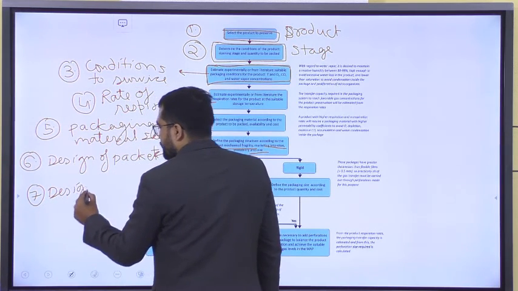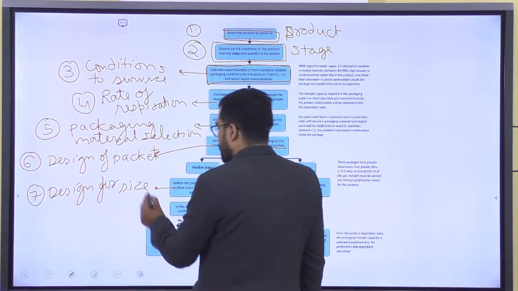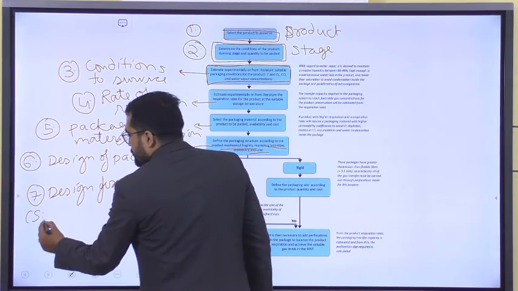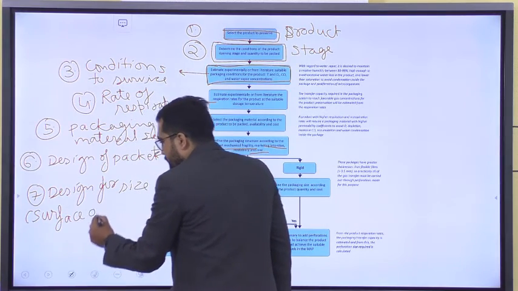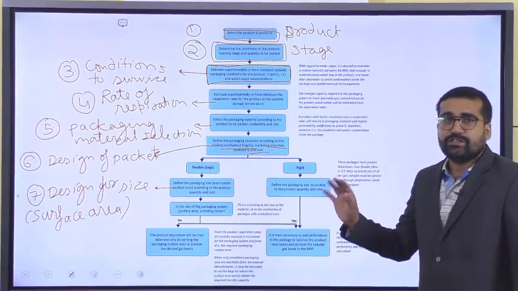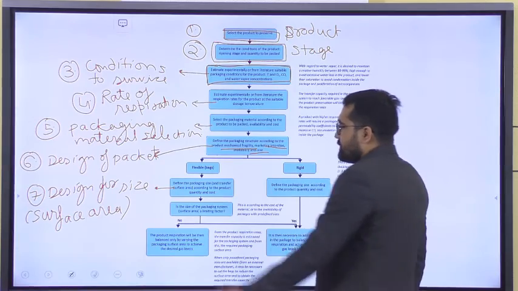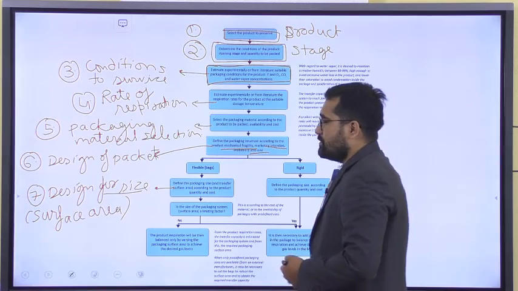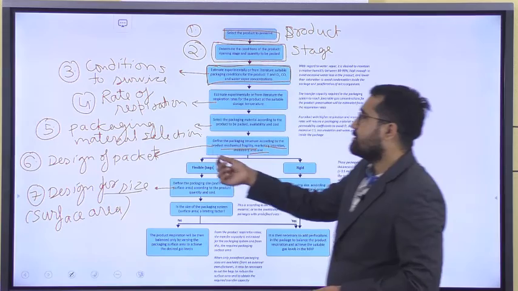Design for size. Okay, what will be the size? Size directly influences the surface area of the product. So here we are deciding the size, or designing the size, and it is also deciding the quality of the product or the quality of the packaging material.